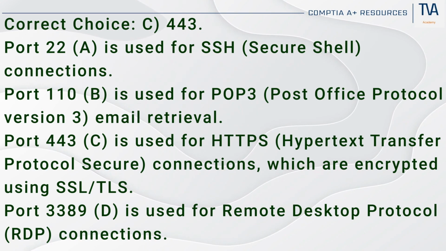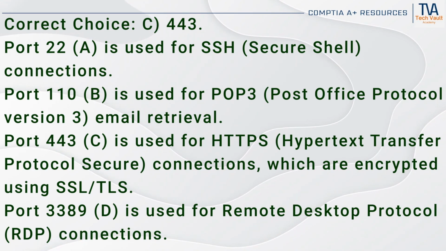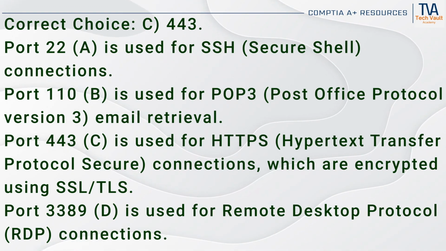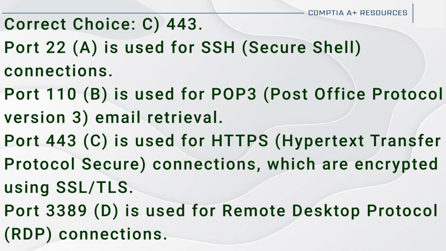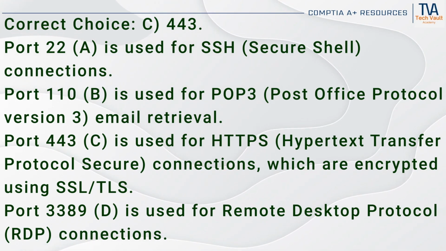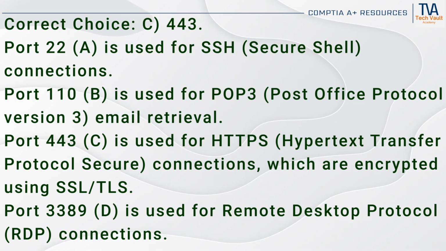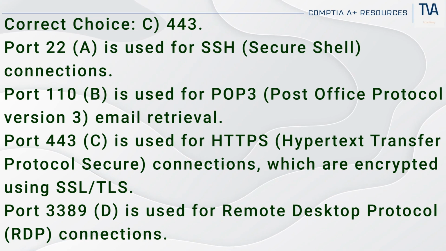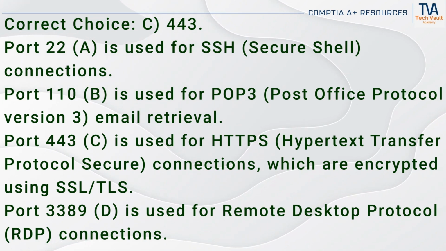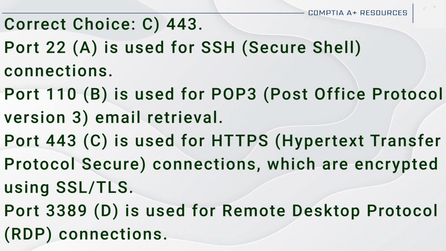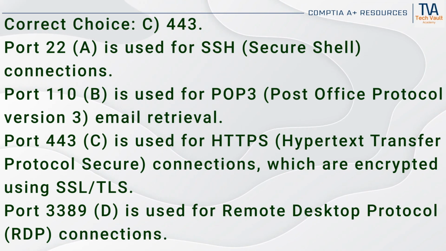Correct choice, C. 443. Port 22, A, is used for SSH, secure shell connections. Port 110, B, is used for POP3, Post Office Protocol version 3, email retrieval. Port 443, C, is used for HTTPS, Hypertext Transfer Protocol secure connections, which are encrypted using SSL/TLS. Port 3389, D, is used for Remote Desktop Protocol, RDP connections.